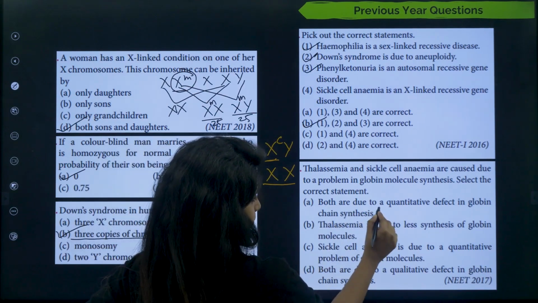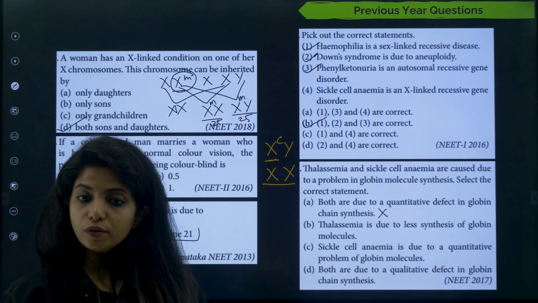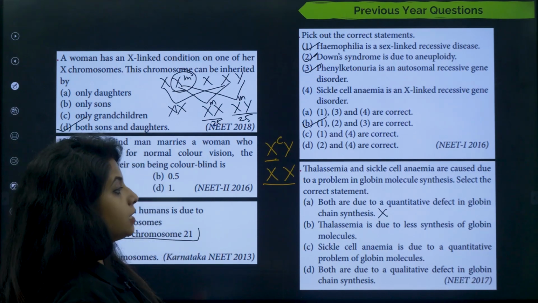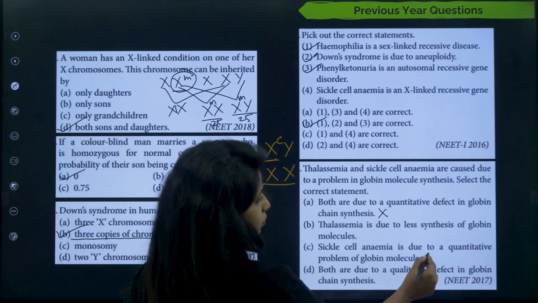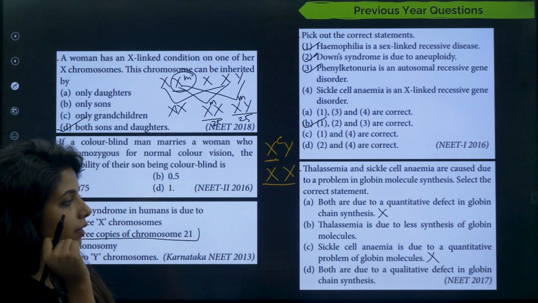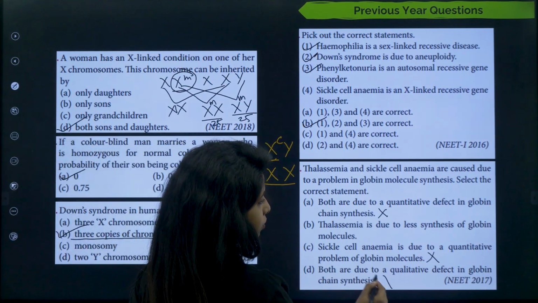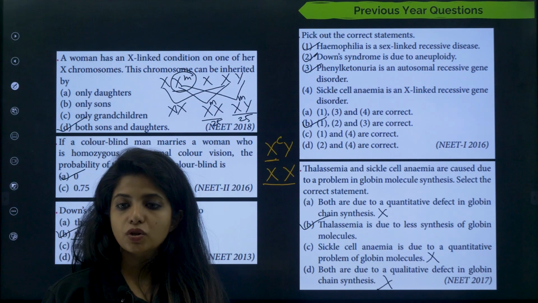So it is wrong. Thalassemia is due to less synthesis of globin molecules. Yes. Sickle cell anemia is due to quantitative problem. No. Now, both are due to qualitative defect. No. One is qualitative, so this is the correct answer. Okay. Thalassemia is due to less synthesis of globin molecules.